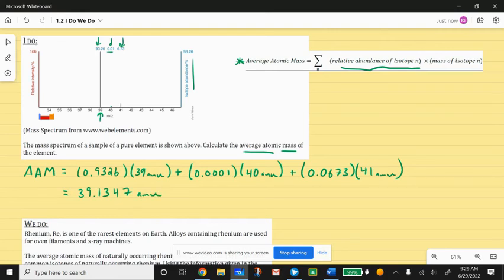Significant digits really don't matter too much right here because we've got a bunch of different things going on. But if we look at our periodic table, at what element has a mass that's closest to 39.1347, it looks like the identity of this element is probably potassium. The symbol for potassium is K. That's it.